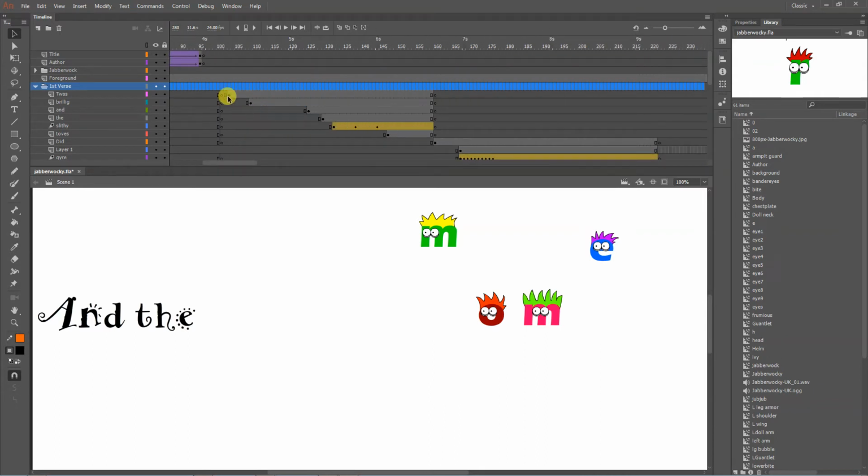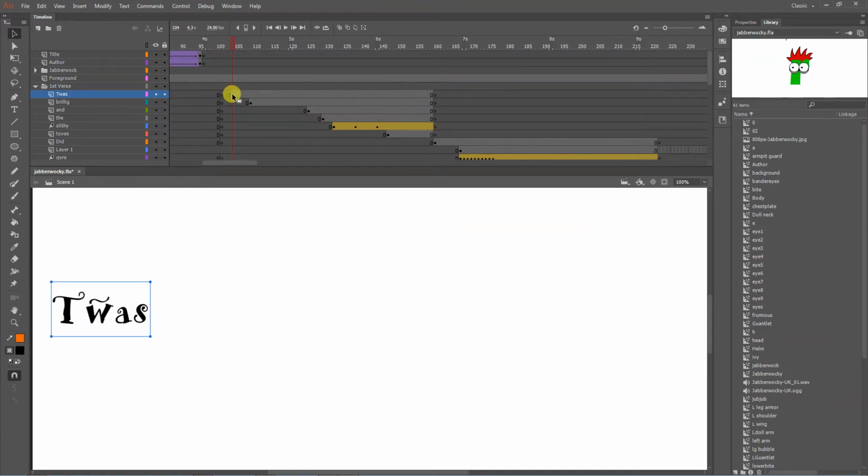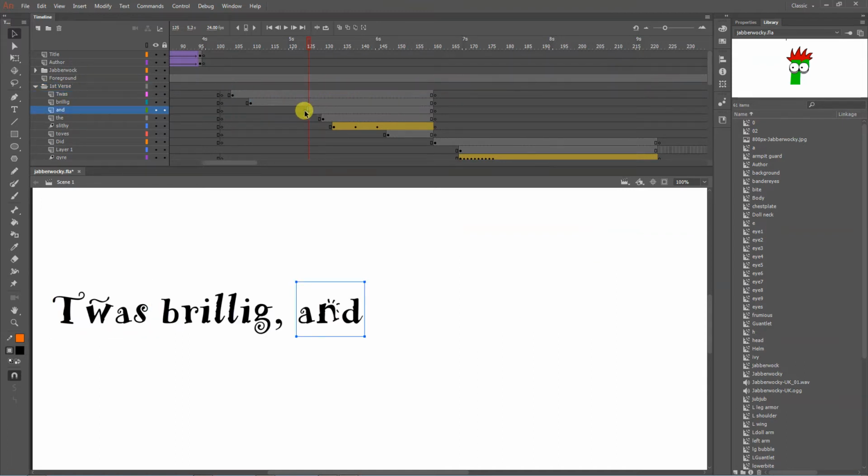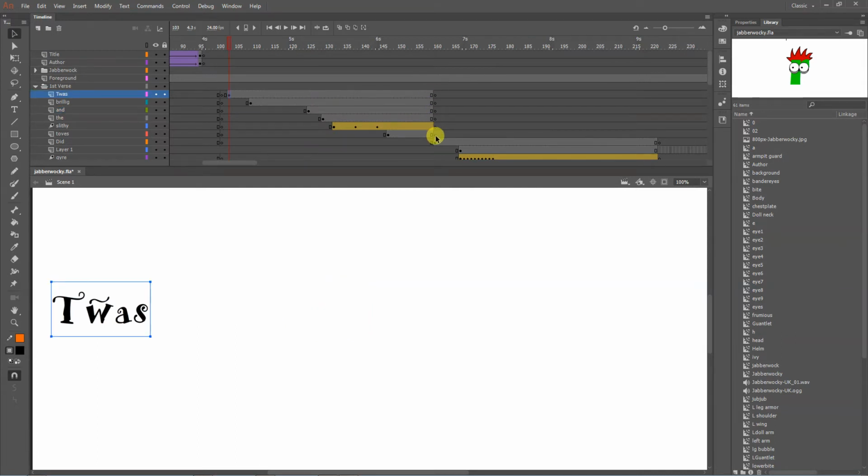There we go. 'Twas brillig and the slithy toves. He didn't just do that the first time and it was perfect, right? He would have needed to sit there and be like, all right, this key needs to be a little bit earlier, and then this key, or sorry, that one needs to be later, this one needs to be earlier. Maybe this whole thing needs to end 1 frame later. It's just a matter of moving your keyframes around.